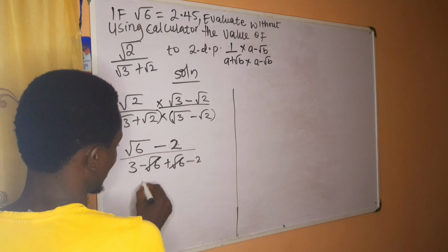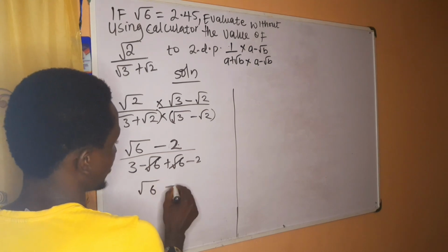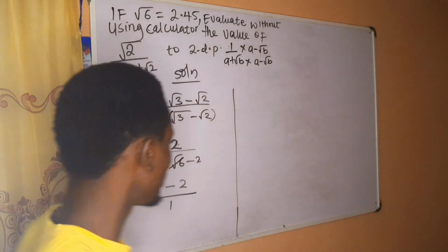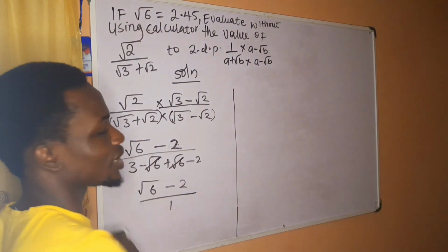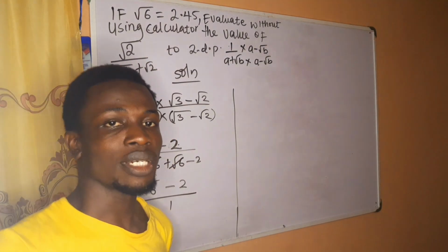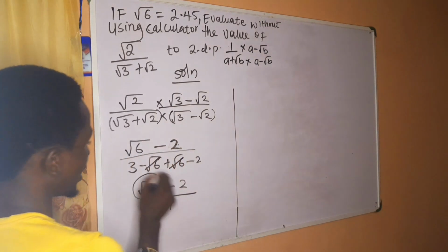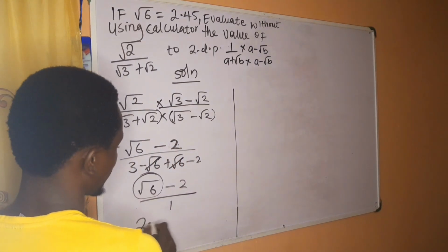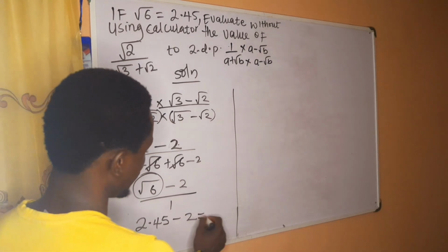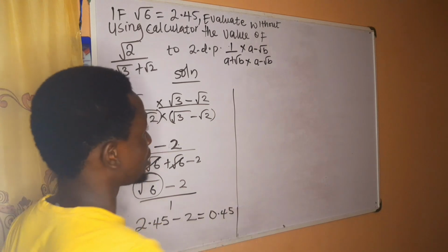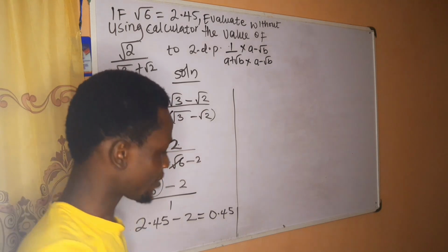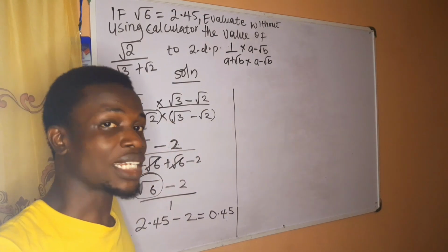So what you have remaining for the whole expression is square root of 6 minus 2, all over 1. Anything divided by 1 will still give you back that thing. At this point, we know the value of square root of 6, don't we? From the equation, we know that the square root of 6 is equal to 2.45. So we now put it here. Root 6 is the same thing as 2.45, minus 2. If we solve this, it's going to give you 0.45. And remember, we are asked to put it into decimal places, and yes, it's already in decimal places, meaning that after the point we have 2 decimal places.